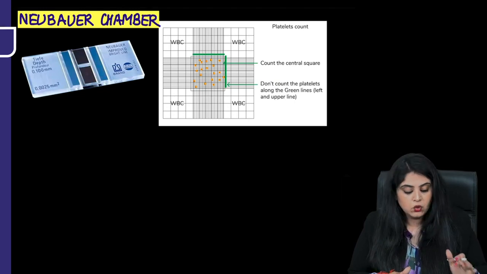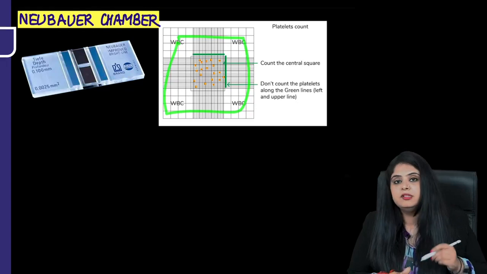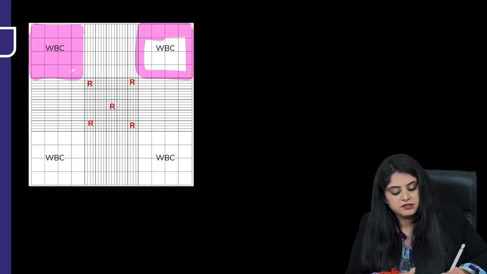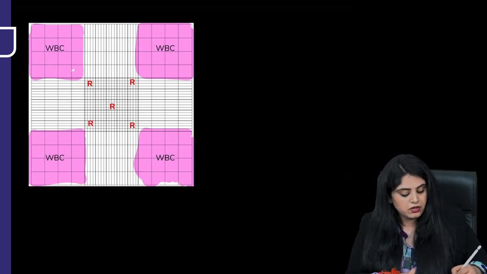The last image that we have in hematology and pathology is going to be the improved Neubauer's chamber. The only thing that I wanted to revise with you was where are you going to count WBC, RBC and platelet? So I've got you a bigger version. The WBCs will be counted where? The WBCs are counted in the 4 peripheral squares. The big 4 peripheral squares are going to be for your WBCs. Pura square count karoge.